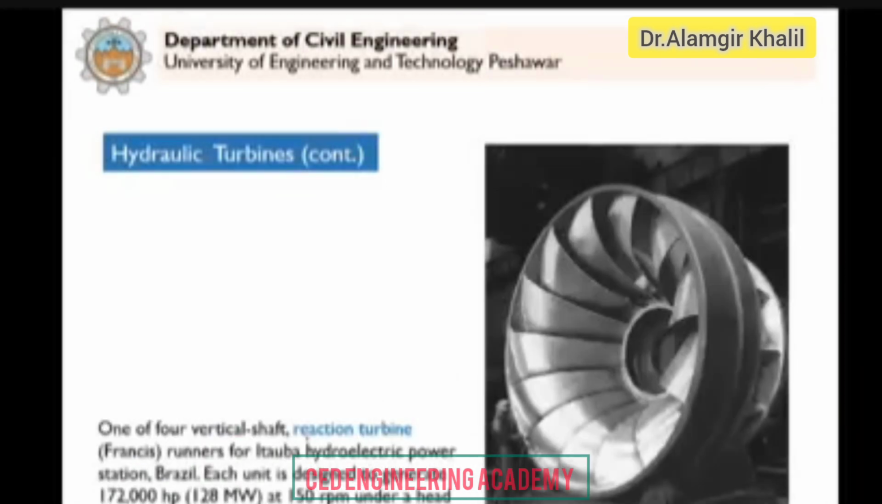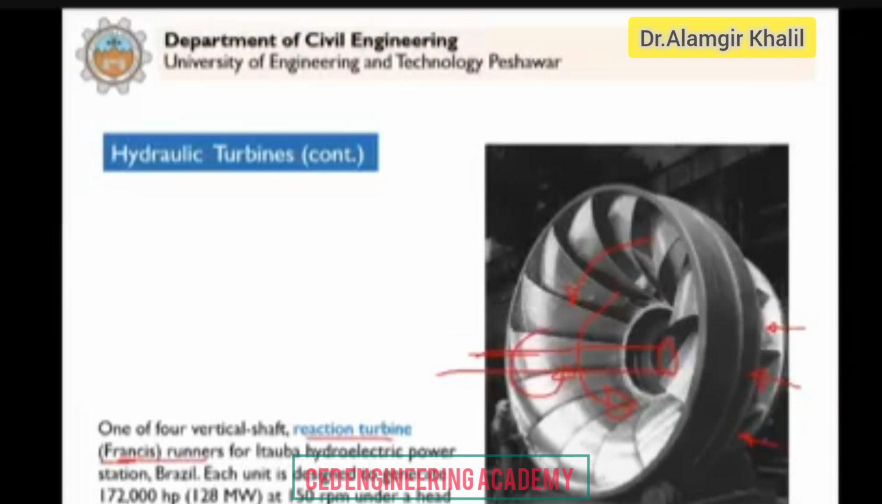This is now a case of a reaction turbine. We have the runner of the Francis turbine. The water will enter here at the center. The wheel must run full in this case, and then it will rotate these vanes or blades. Finally, it will be connected on the other side with the shaft, and it will rotate the shaft. So this is how the water flows and the turbine converts that hydraulic energy into mechanical energy in the form of a rotating shaft. So this is the runner of the reaction turbine, the Francis turbine.